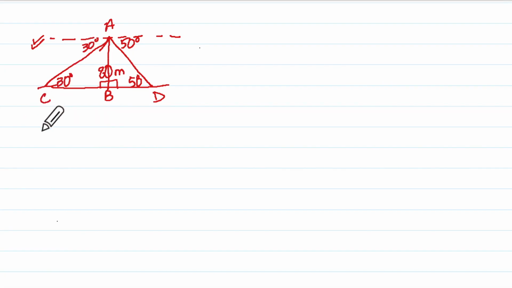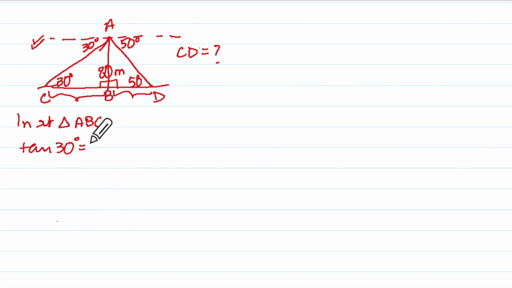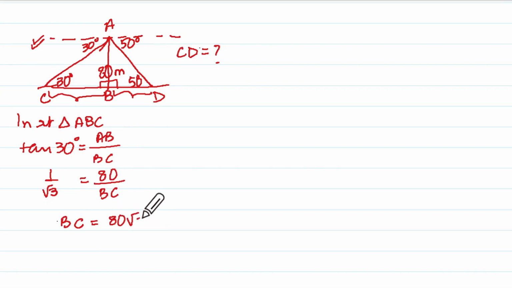And then rather than starting with tan, you write a triangle, which one? A, B, C. I have to get BC, no? They are saying CD equal to question mark, correct? So I have to find BC first and then I have to find BD, correct? So in triangle ABC, tan 30 degrees equal to how much? AB upon BC. The tan 30 is 1 upon root 3. AB is how much? 80. Upon BC, I do not know. So BC is equal to 80 root 3.